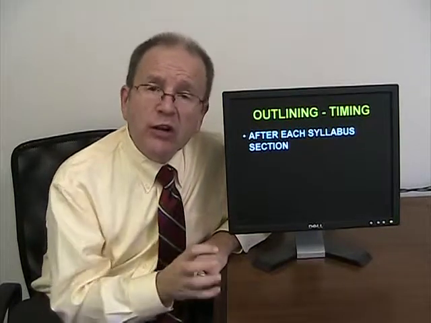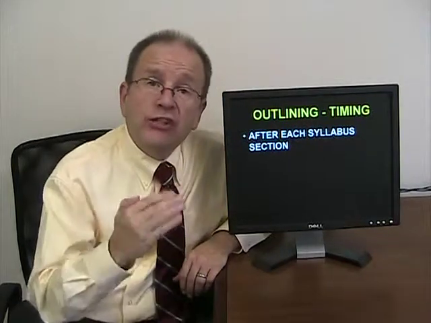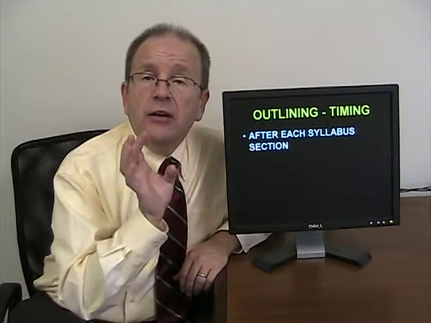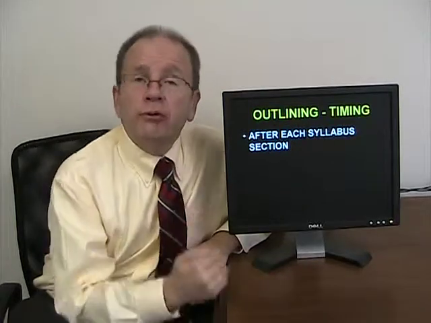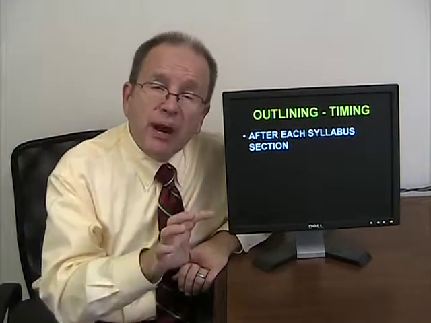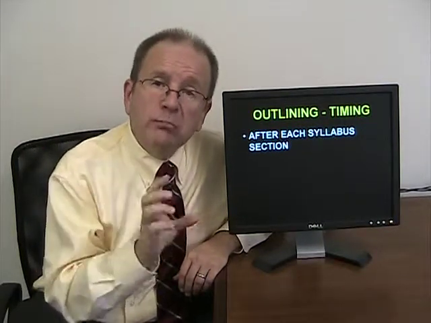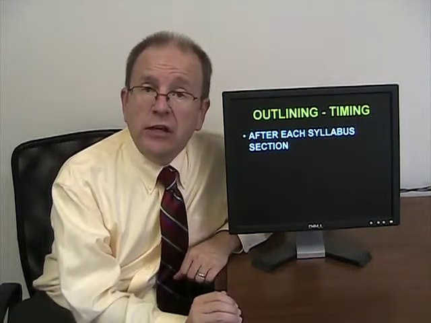All right, first, timing. When should you be outlining? Let me suggest that at the very least, you ought to be thinking about generating your outline after each syllabus section. When you look at the syllabus, you see that there are Roman numerals. The first one was about intellectual property, copyright and trademarks, as an example of what is property. Then we have personal property. Then we have real property. Then we have landlord-tenant. All those separate sections can be good places to say, I need to do my outline now that we've completed that section in our class.